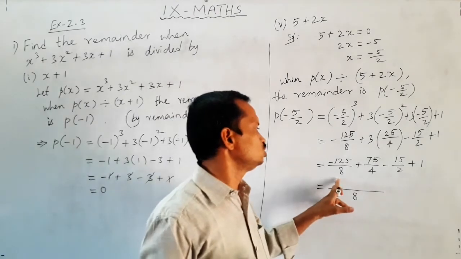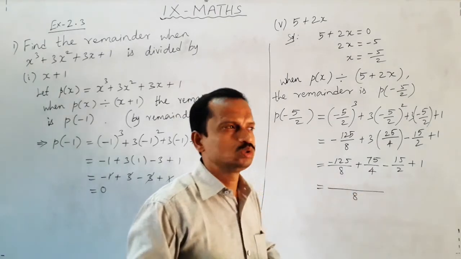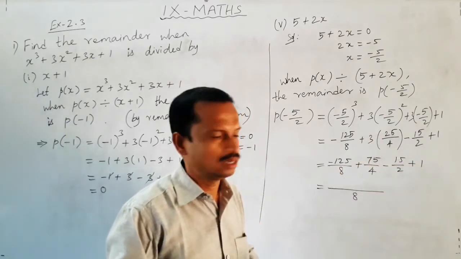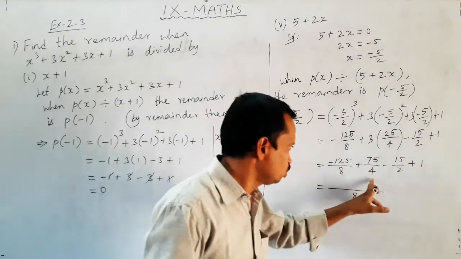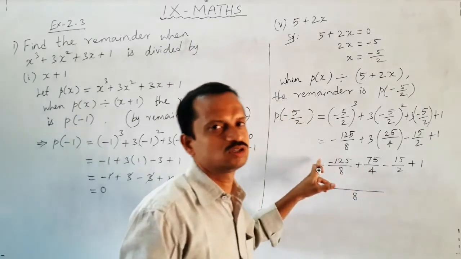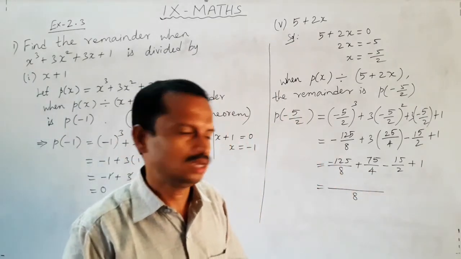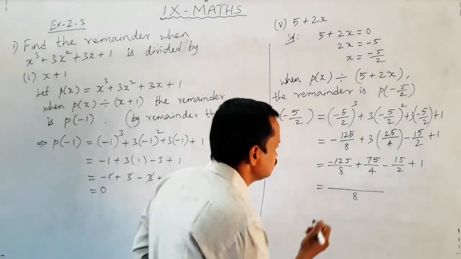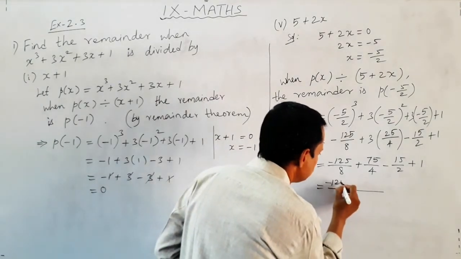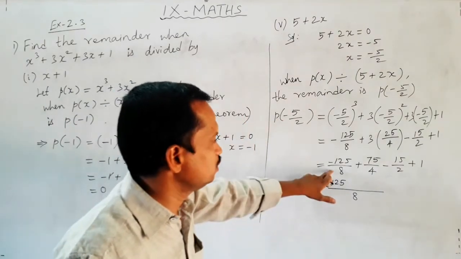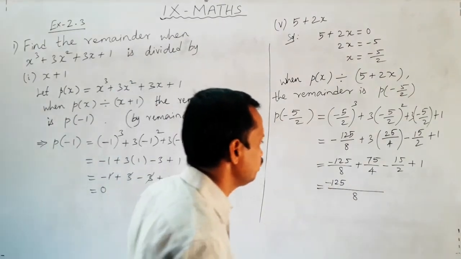So here 8 is divisible by 4 and also by 2. So the bigger number 8 among 8, 4 and 2. Because 4 is a divisor of 8, 2 is also a divisor of 8. So you can take 8 among 8, 4, 2 as LCM. So 8. And here we have to write the same minus 125 because the denominator is equal to LCM. So minus 125 and then plus.